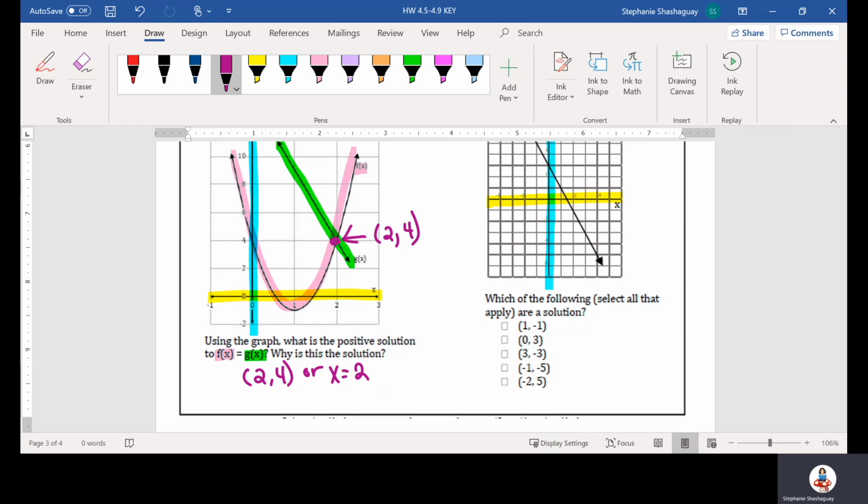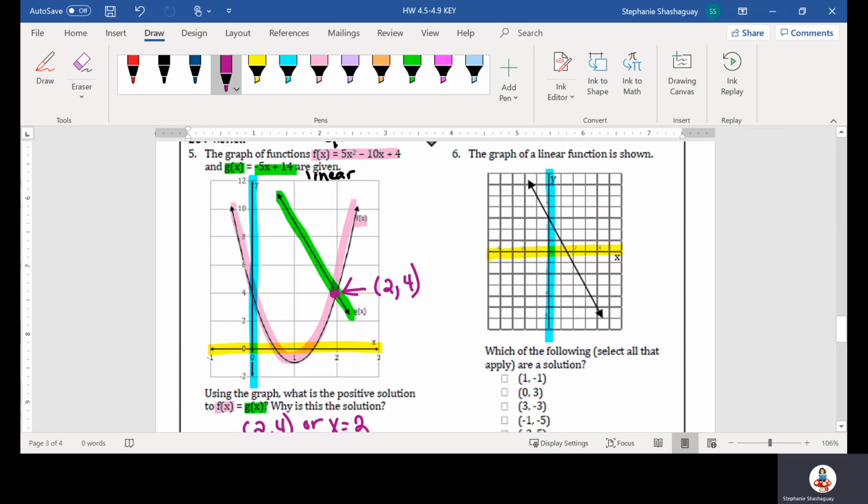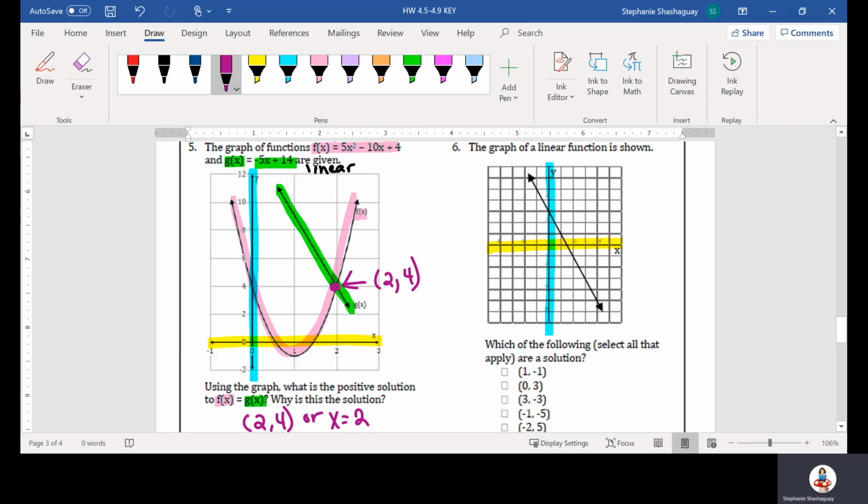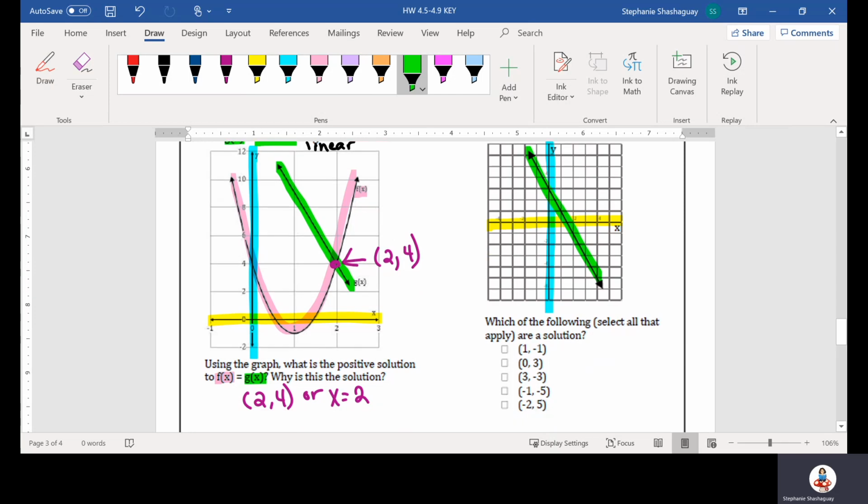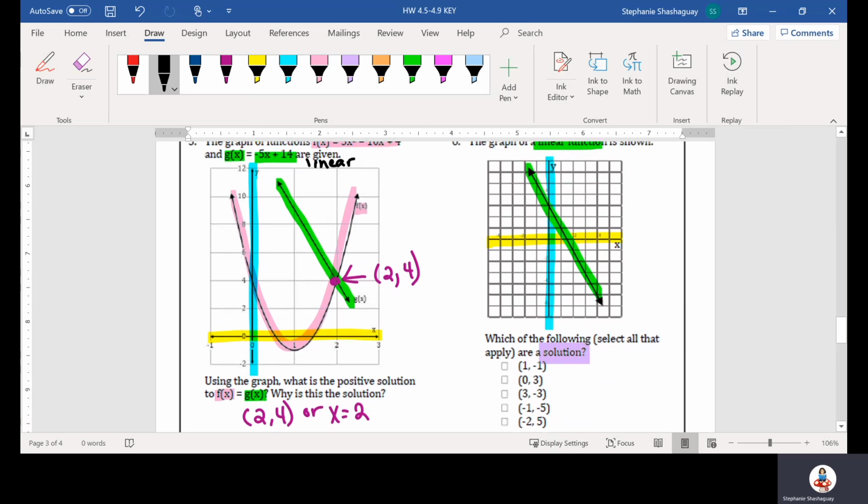All right, final question. Number 6. The graph of a linear function is shown below. So here we have our linear function. Which of the following, select all that apply, are a solution? And a solution is when it makes that function, which we don't know what it is because we didn't write it, when the function is a true statement for both my x and my y values.